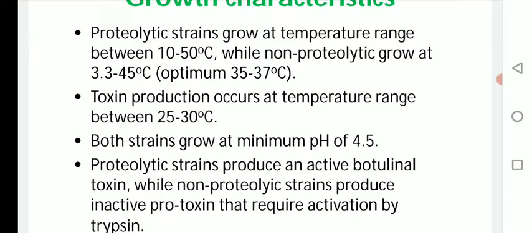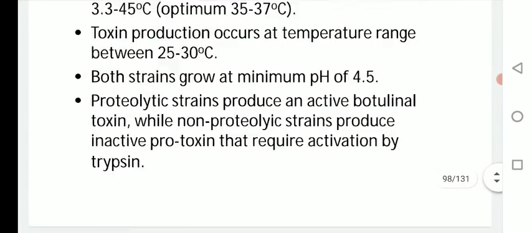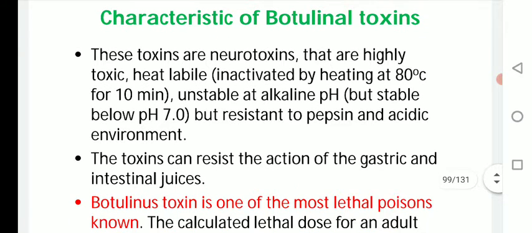So both strains grow at a minimum pH of 4.5, and proteolytic strains produce an active botulinal toxin, while non-proteolytic strains produce an inactive protoxin that requires activation by trypsin. So these are overall growth conditions or growth characteristics.